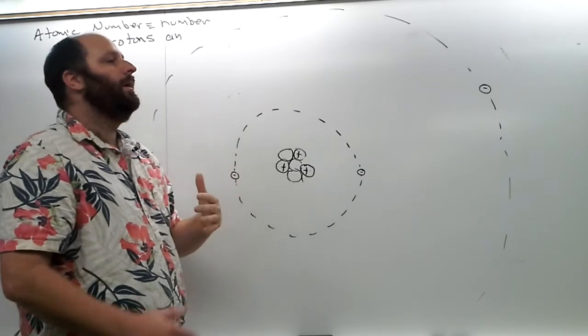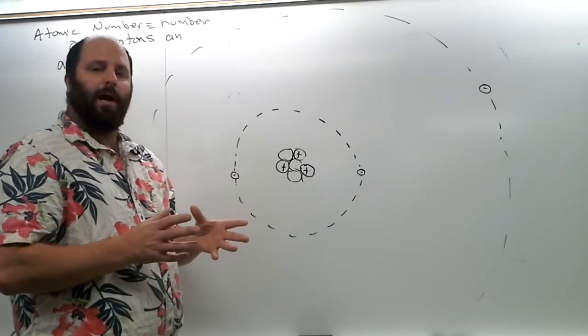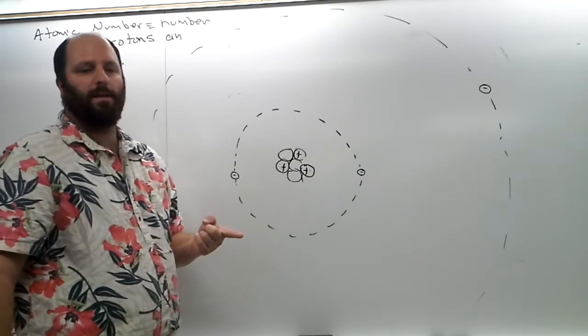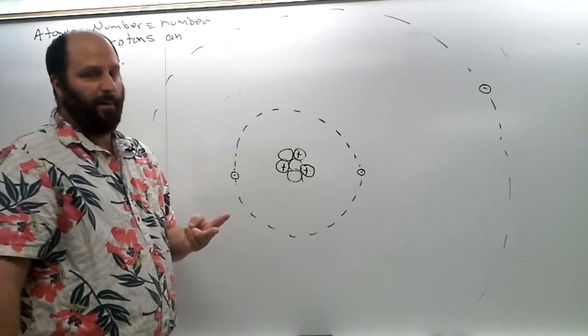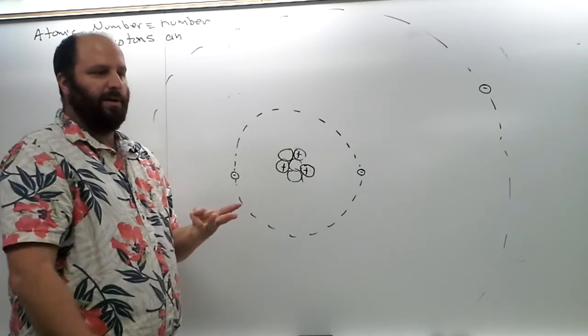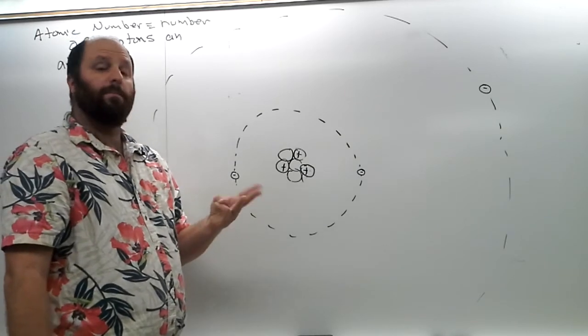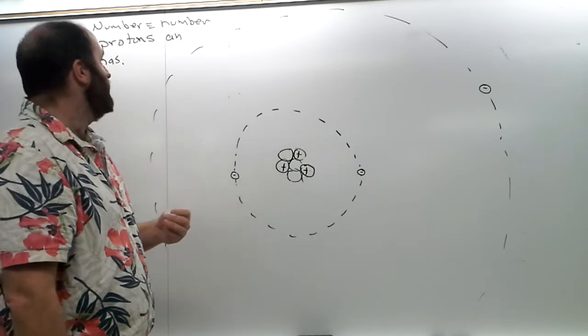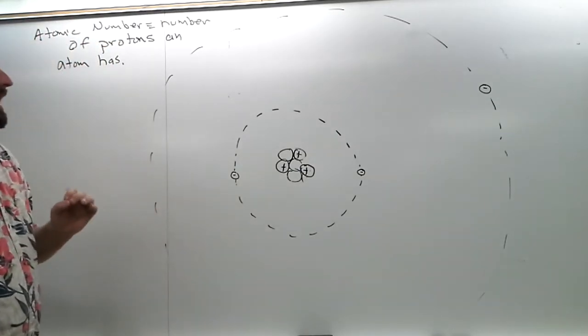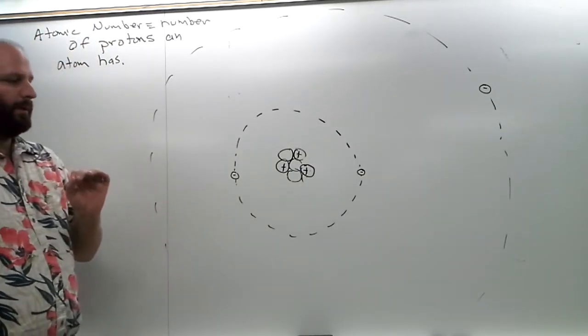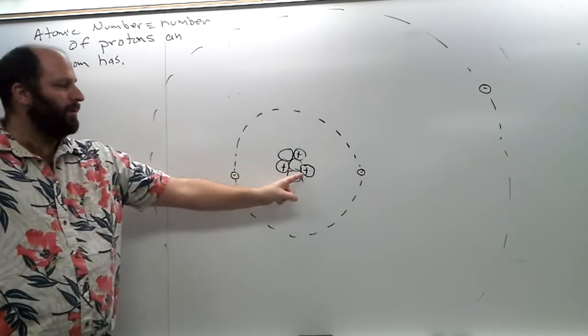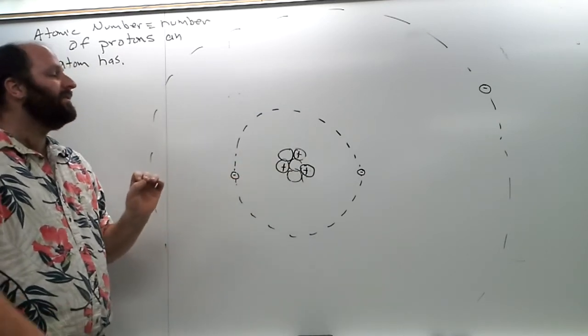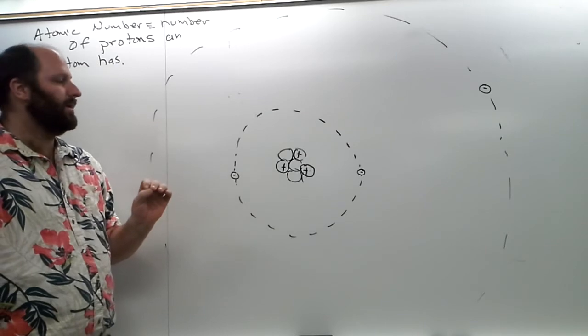But for now, when you look at an atom and you look at its atomic number, that describes how many protons it has, gives you an idea of how many neutrons it has, and should tell you how many electrons it has, unless it's missing one or has an extra one. Again, I'm going to address that in the next video. So what the atomic number really defines is the number of protons that an atom has, and then it gives you an idea of how many neutrons and electrons it has.